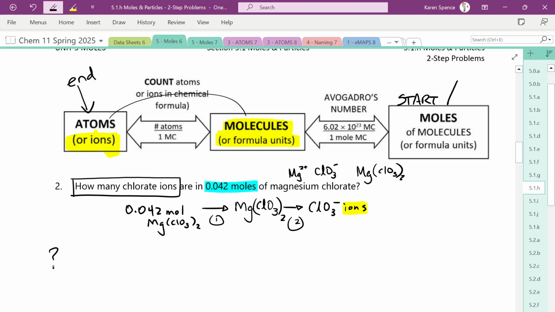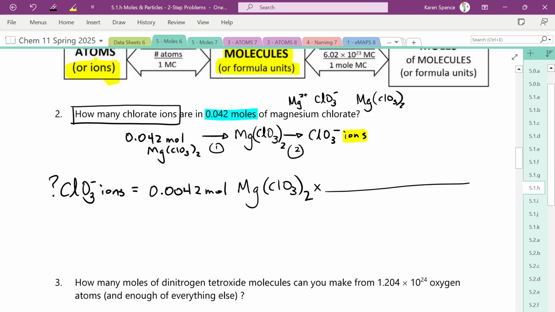So, how many chlorate ions? And we are starting with 0.042 moles of Mg(ClO3)2. That's our starting point. We have 2 steps, so I'm going to have times line, and I haven't really left myself enough room, so I'm going to have down here times line, okay? We will be canceling this unit here. So this unit here needs to go on the bottom. Moles of Mg(ClO3)2.